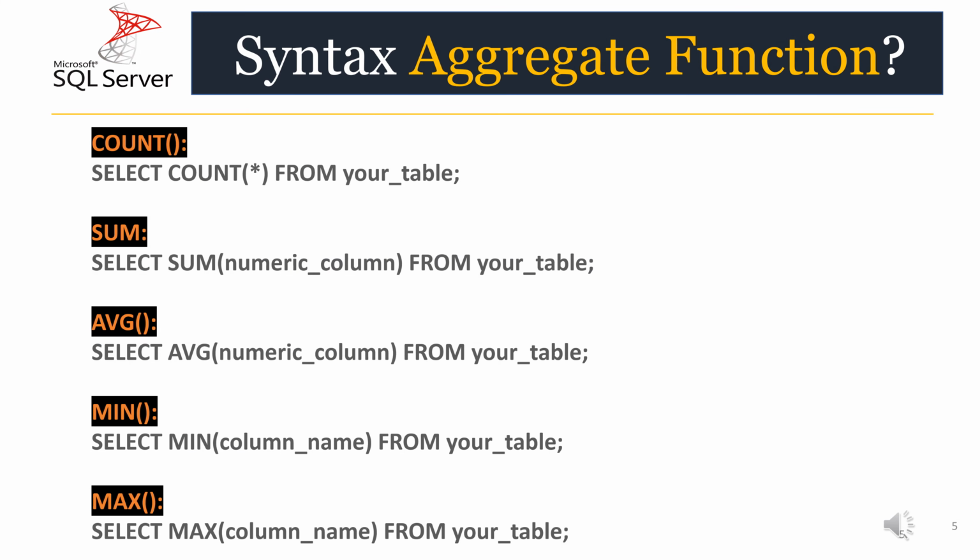So guys, the syntax for aggregate functions is very easy and easy to remember as well. For count: select count, whatever your column name, you can give the column name, otherwise star, from your table name. For sum: select sum and whatever numeric column you want for the summation, provide that from your table. For average it's the same, and for minimum and maximum also it's the same.